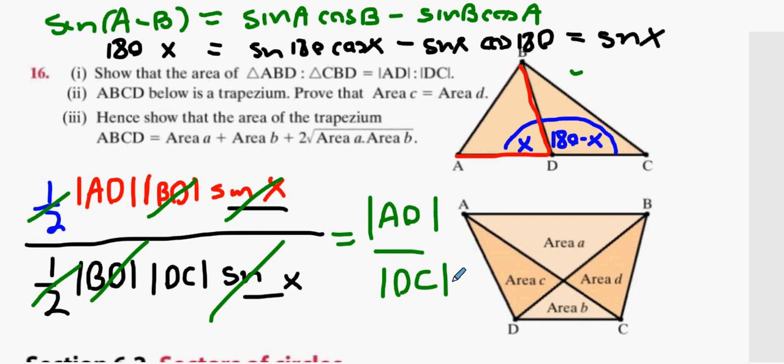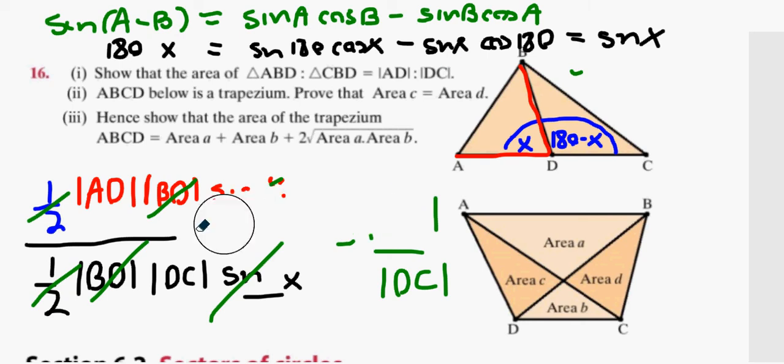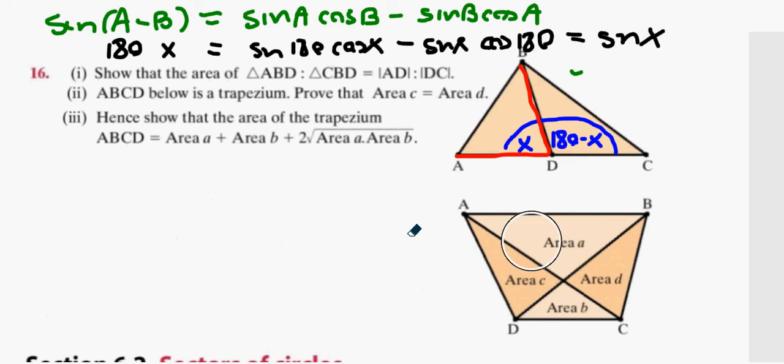Was anybody able to do it unassisted last night, or was it very difficult? That was very difficult. Found that challenging. Okay. Now, ABCD is a trapezium. Prove that the area of C is the same as the area of D. All right, once again, that's not looking good. Let's see what I can pull out here.